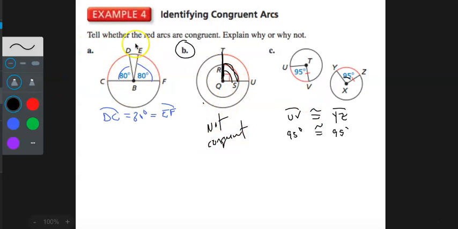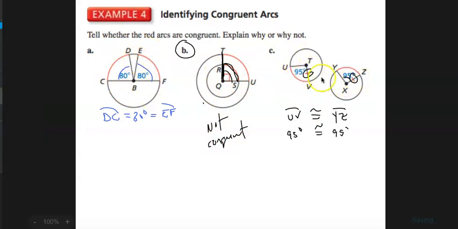In A, it is all part of the same circle. In C, the indication here was that TV is congruent to XZ, so therefore they have the same radius. If they have the same radius, then the circles are the same. If the circles are the same, then the 95 degree arc will give you an arc length of UV congruent to an arc length of YZ. Where again in B you do not have the two same circles.